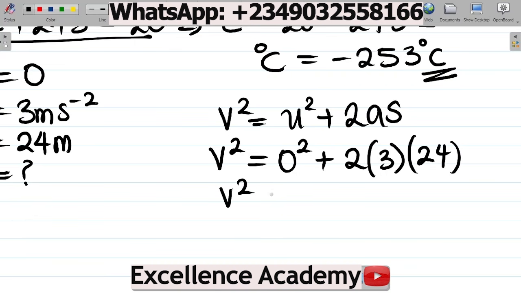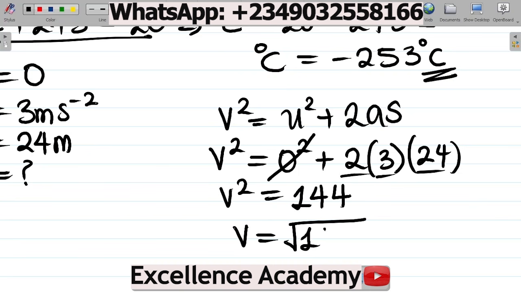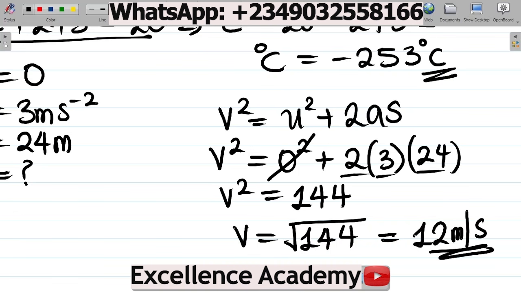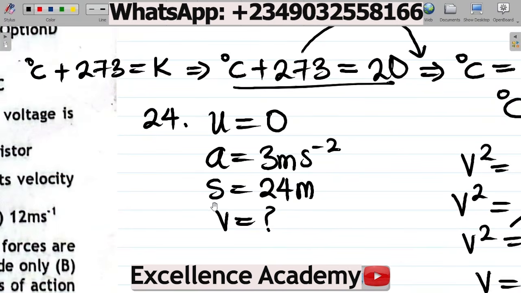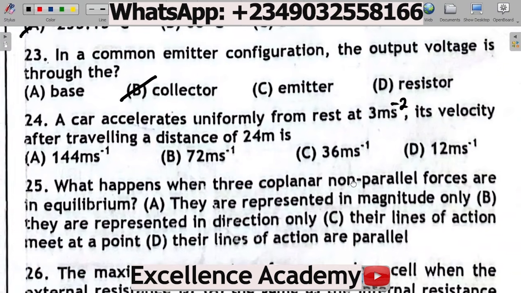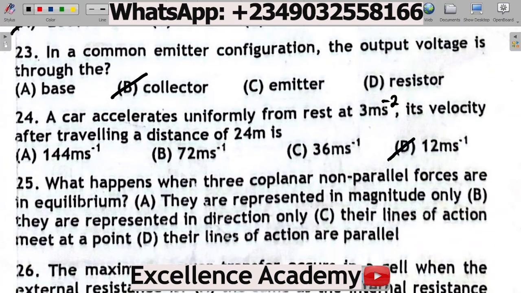This becomes v squared is equal to 0 squared, which is 0, so it's off. 2 times 3 is 6. 6 times 24 gives you 144. So v will become the square root of 144. And when you do that, root 144 gives you 12. So this is 12 meter per second. So the answer there is 12 meter per second. All right, let's see which option has that. That is option D. For 24, option D, 12 meter per second is the correct answer.